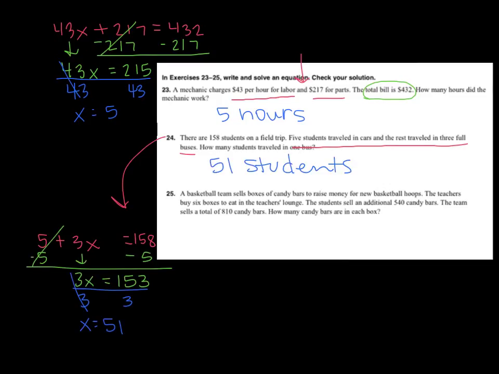So on this problem, probably the part that would throw you off is this part right here where I have the 3x. So notice it says 3 full buses. So that's why I did 5 students plus 3 buses times the same amount of students on each bus. Okay, so that's where that came from. So when I solved, I did the opposite. So I subtracted 5 from both sides and divided by 3, and I found out that 51 students would fit on one bus. Okay, let's see if you guys can pause and write the equation for number 25 and solve it. Then you can restart the video and check your work with mine.